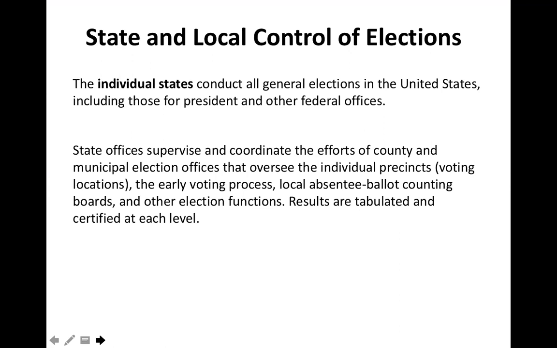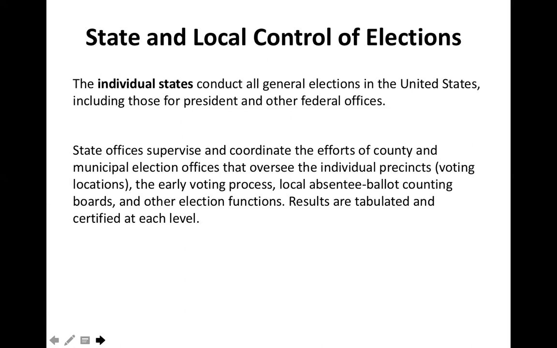At the state, we have state and local control of elections. Here in Riverside County, the Riverside County Registrar of Voters is the body that regulates elections countywide. Now, we also have the state Secretary of State's office in Sacramento that runs the election statewide. So there are two different bodies. The individual states conduct all general elections in the United States, including those for presidents and other federal offices.